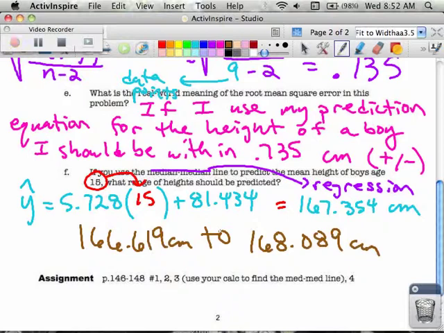So the range would be between these two brown numbers, because my prediction said in light blue I'm at 167 and some odd centimeters. But the truth is, I know from the root mean squared error I could be off, so I could be above that amount by 0.735 or below that amount by 0.735.